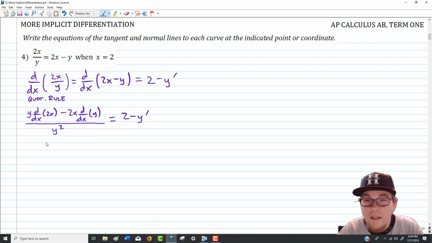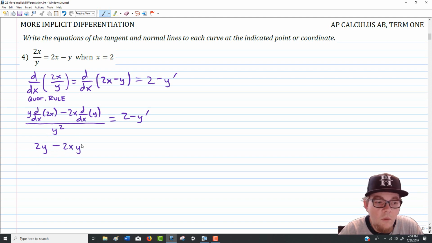Taking the derivatives and kind of cleaning some stuff up right here for a second. Derivative with respect to x of 2x is just 2, so we'll get 2y minus 2x times the derivative of y with respect to x, which we call y prime. All of this is over y squared, and that's all equal to 2 minus y prime.